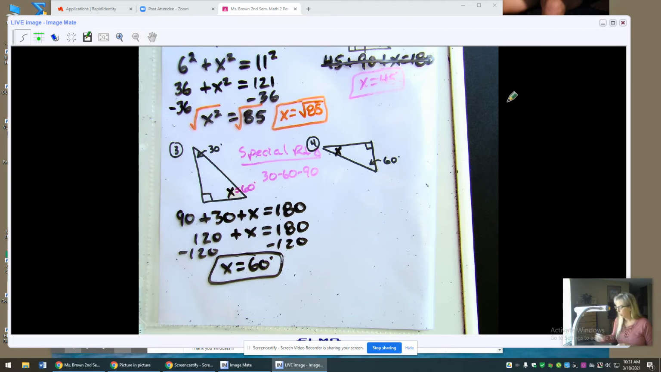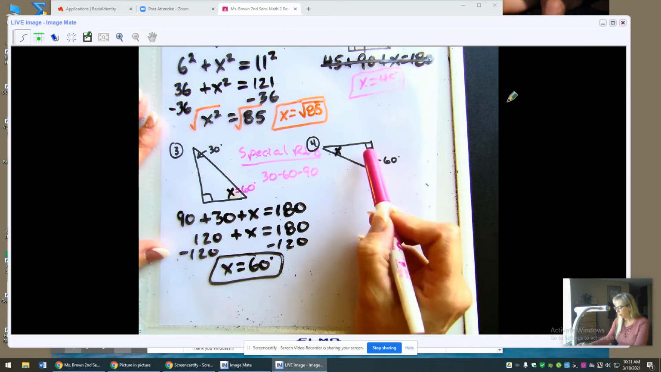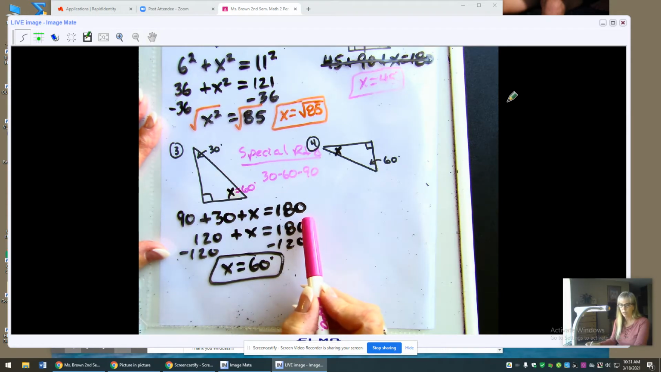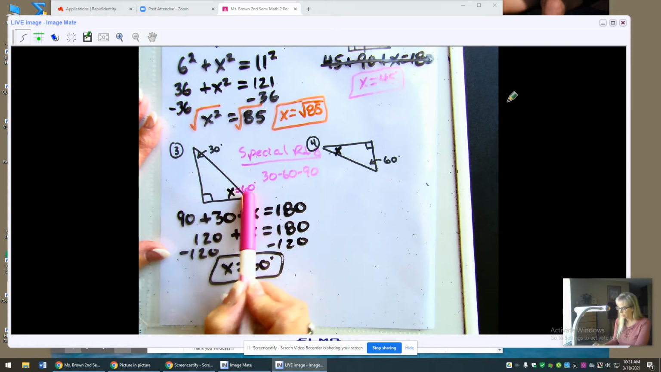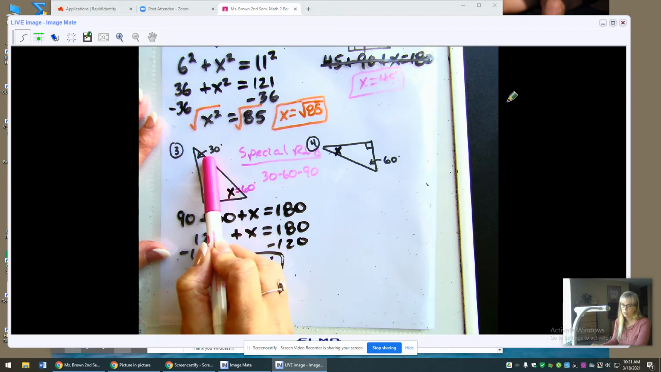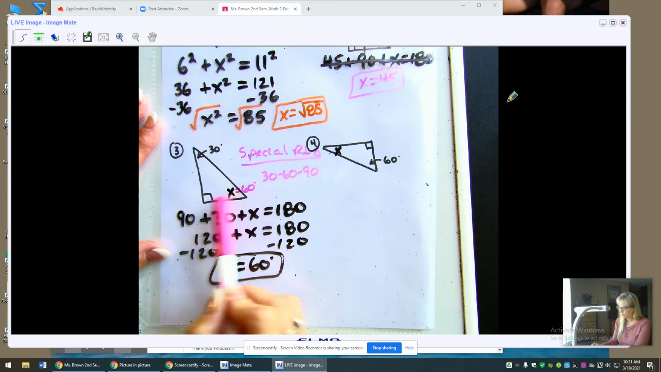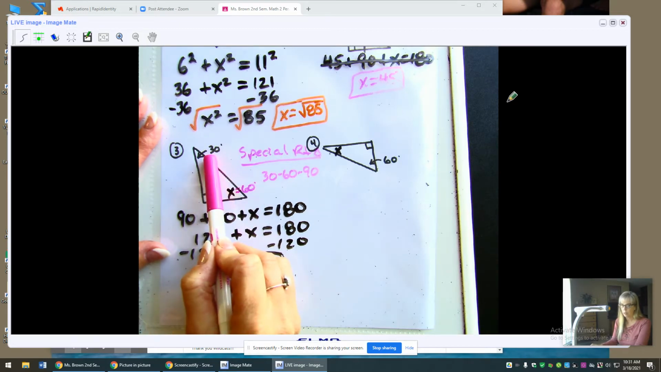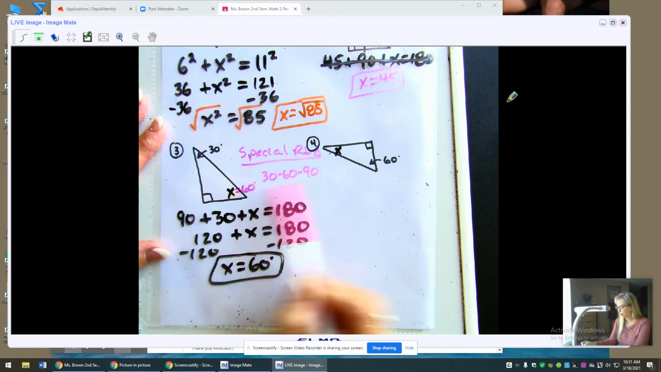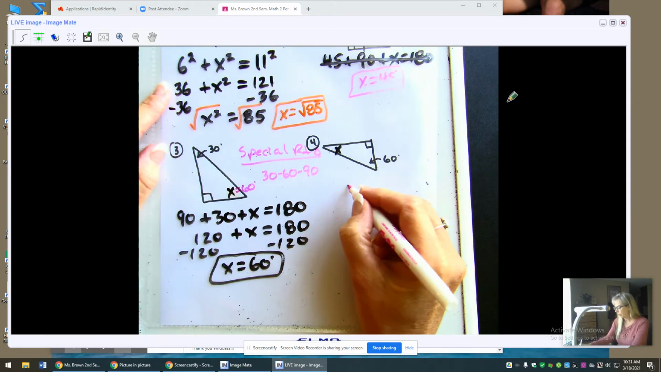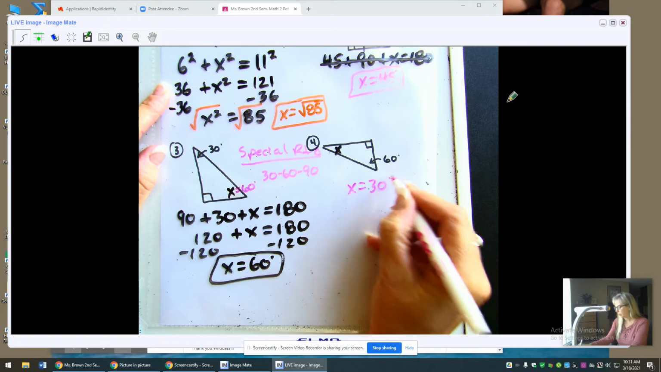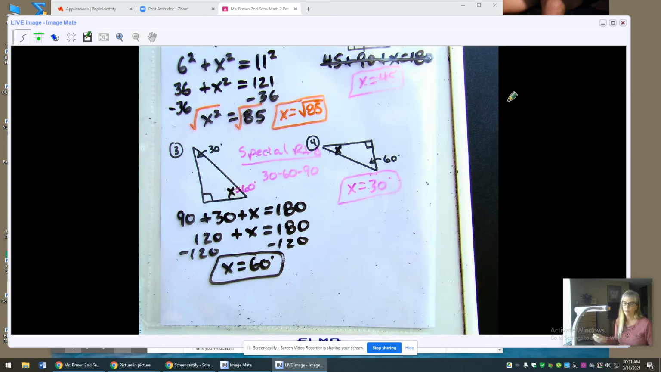For number 4, they gave us the 60-degree and the 90. We could do triangle sum again, but look here. We have a 60 and a 90. The other one's 30, right? If one's 60, the other's 90, the third one has to be 30 degrees. We kind of discovered both in number 3. So x must be 30 degrees. You could do triangle sum theorem if you want, but it's not necessary.